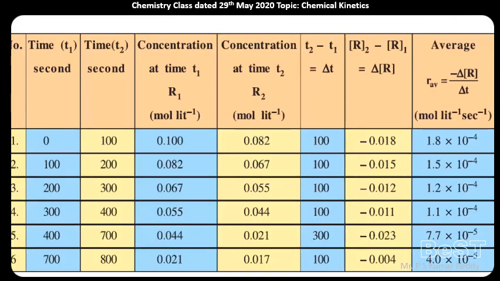I'm showing you the table on the screen where I have calculated the average rates by taking different T1 and T2 values with the respective R1 and R2 values, and calculated the average rate of the reactions.